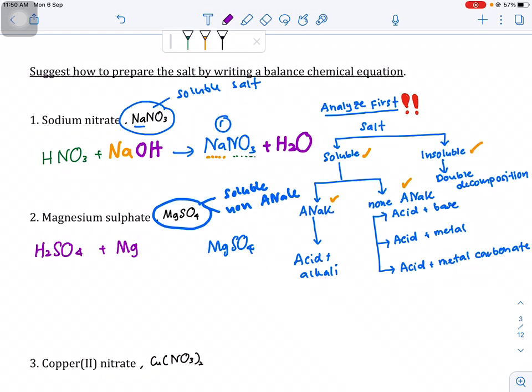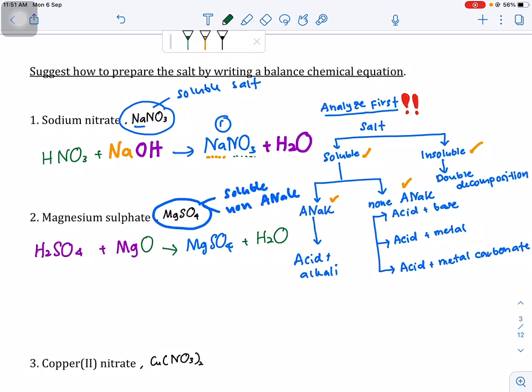Base is either metal oxide or metal hydroxide. So kalau you nak pakai magnesium oxide, it is MgO. Kalau you nak pakai magnesium hydroxide, Mg(OH)2. So acid and base, the product is salt and water. Very good. You just complete the equation. So that is the first one.